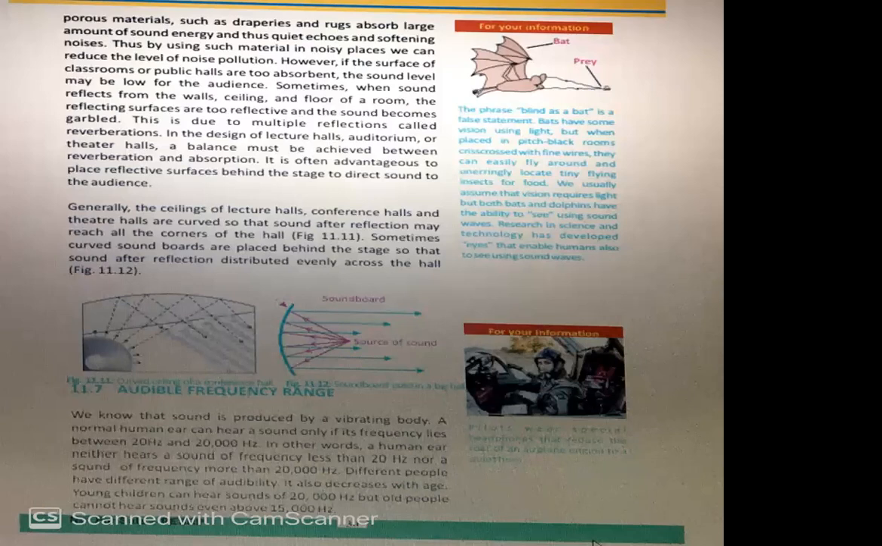So it means they absorb a large amount of sound energy and thus quiet echoes and soften noise, in the case of when you place rugs or carpet in your house. Thus, by using such material in a noisy place, we can reduce the level of noise pollution. How can we reduce the noise pollution? By placing rugs or carpet in your room, you can reduce the noise pollution. This is another way to reduce noise pollution.